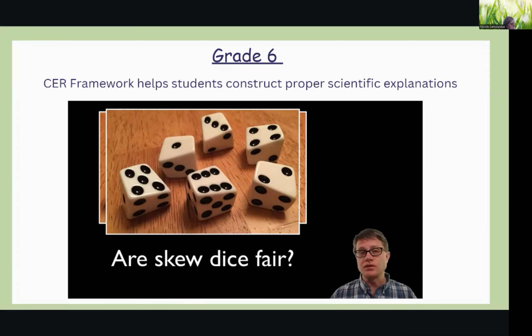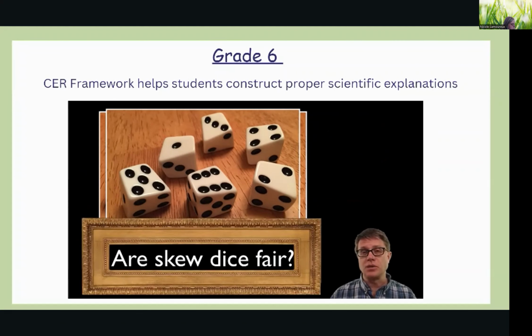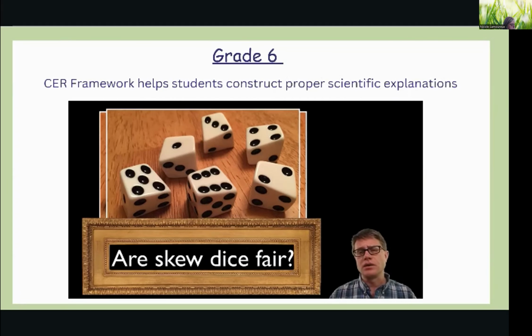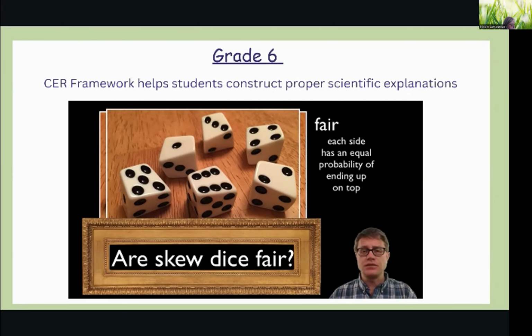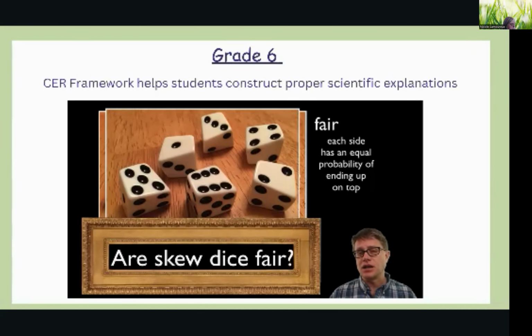But before we jump in and start doing evidence, make sure that you've actually framed the question and you understand what's being asked. Make sure that you could define everything that's in this question itself. I'm sure you know what skew dice is, but are we all in agreement with what it is to be fair? Well, let's define it. Fair is this idea that each side has an equal probability of ending up on top. Now, once we have that definition, you can use that in that logical connection.